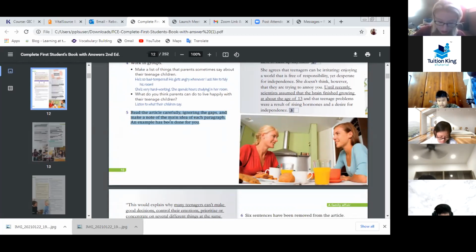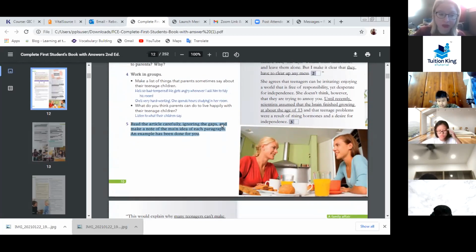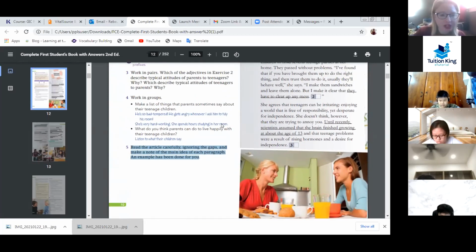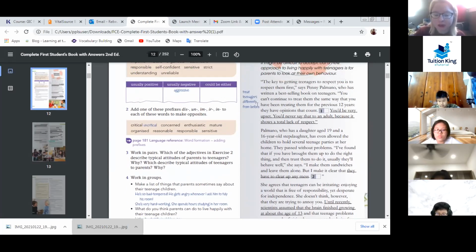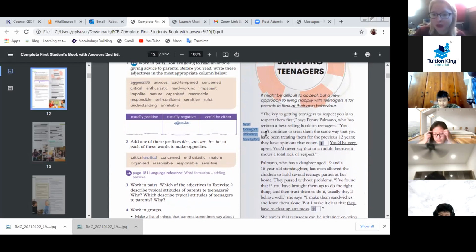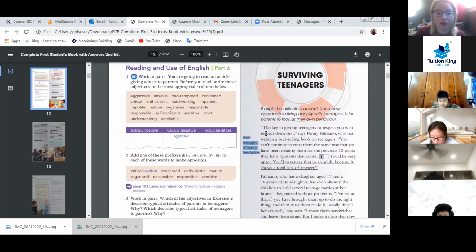What I would like you all to do individually is read the article within your book. Just for now, ignore the gaps. I just want you to make a note of the main idea of each paragraph. You can see an example of the first paragraph has been done for you. The first one is treat teenagers differently from before. I'd like you to work on this individually, and then I'll put you in pairs to compare and explain your answers, okay? So page 10 of your books.